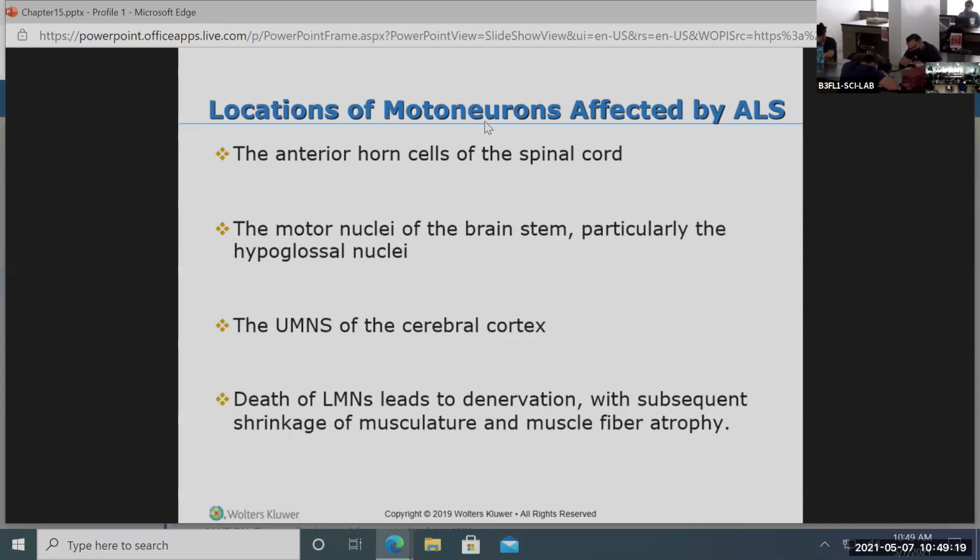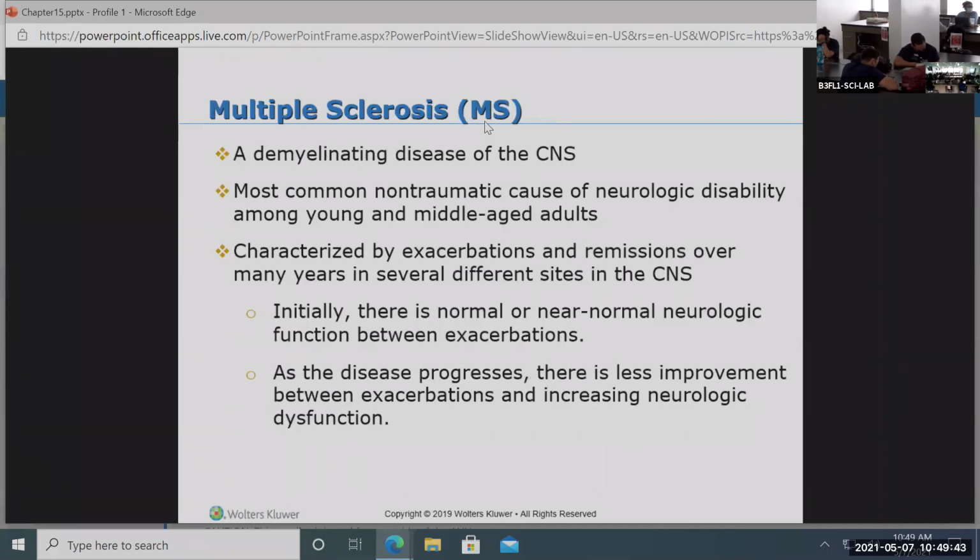It is a type of upper motor neuron lesion. Death of lower motor neurons leads to denervation with subsequent shrinkage of the musculature and muscle fiber atrophy. Prognosis is not good. Next. So please remember ALS. Before, we mentioned Parkinson's disease.